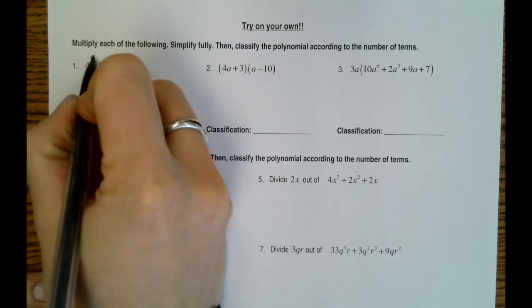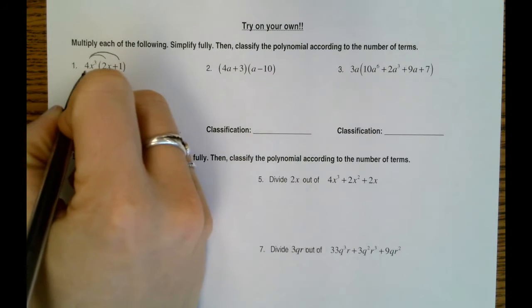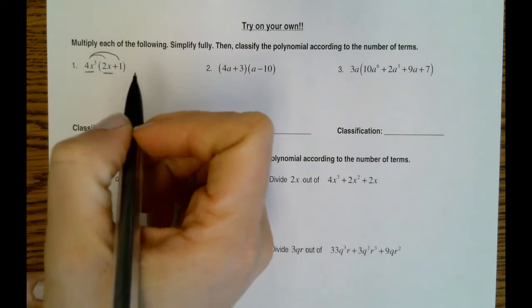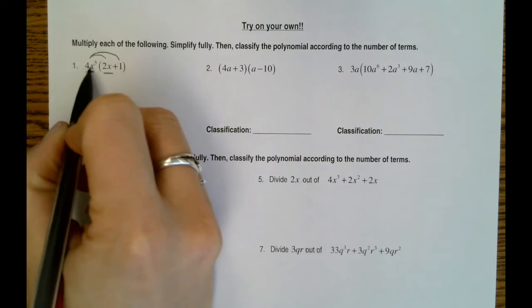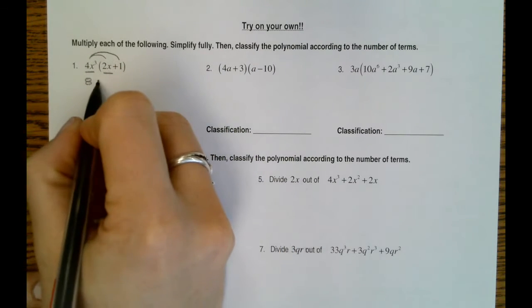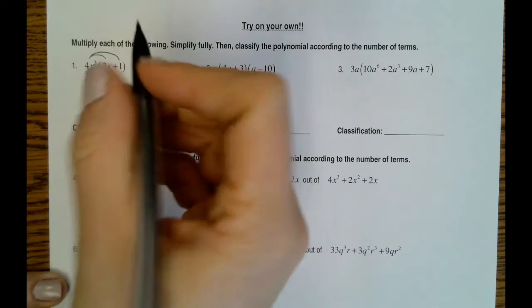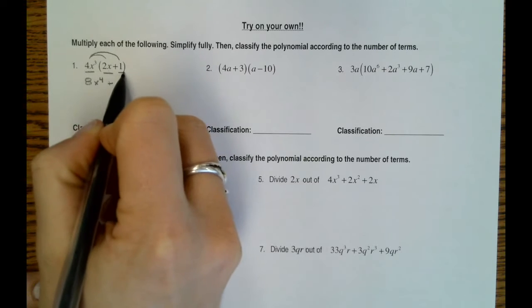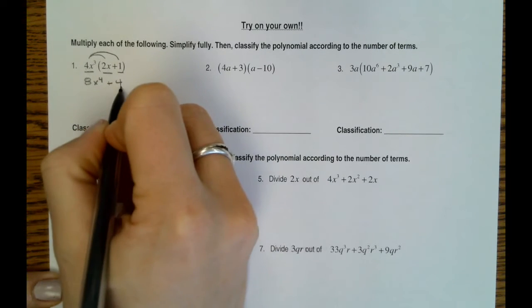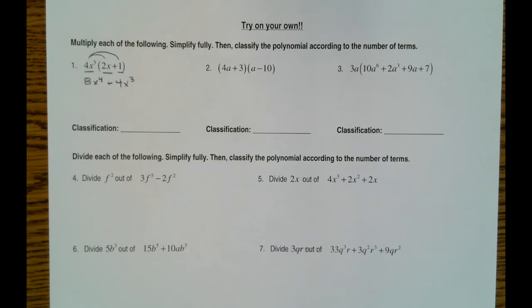So what we're doing here is we're going to distribute our 4x cubed to our 2x and our 1. So if we do 4x cubed times 2x, we're going to multiply our outside numbers. 4 times 2 is 8. And then x cubed times x, this is where we add our exponents together. So we get x to the 4th. Plus 4x times 1 is 4 times 1, 4. And then x cubed times 1, we get x cubed.